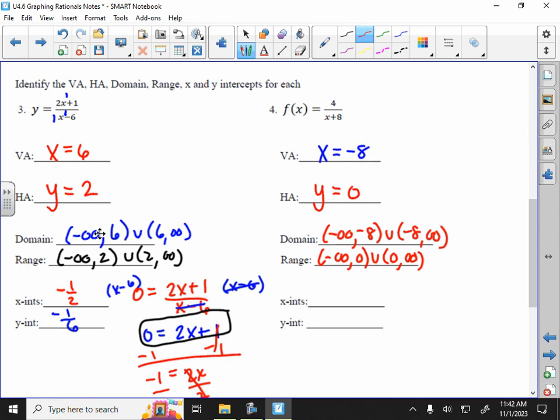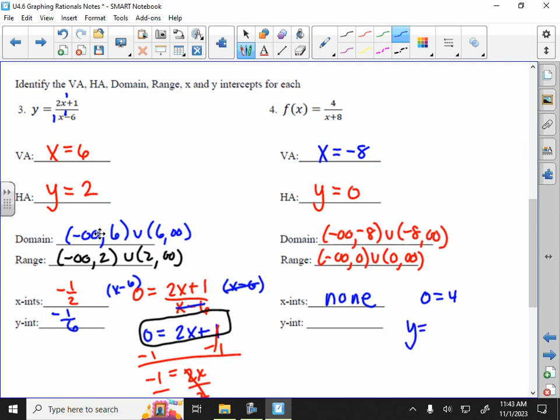X-intercept, you can set the top equal to 0, okay? So if we set the top equal to 0, now there's no x to actually solve, and since there's no x and 0 doesn't equal 4, that means there's no x-intercept. So we write none.